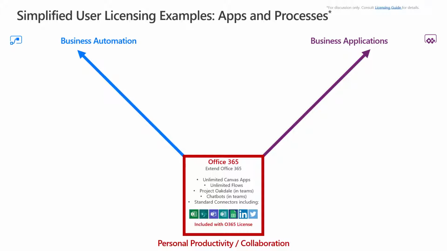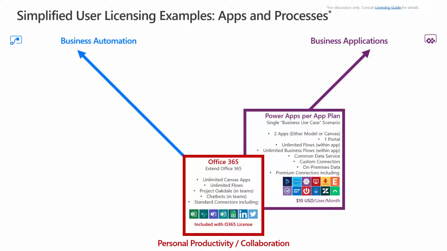I'm going to connect up to Twitter and LinkedIn and Planner and SharePoint. But when it gets a bit more serious, again, around the business connectivity, you can use the per app plan where you can create 2 applications. You can connect up to Dynamics. You can connect up to pretty much any business productivity connector you'd like. Or you can have the per user plan, which is a little bit larger.